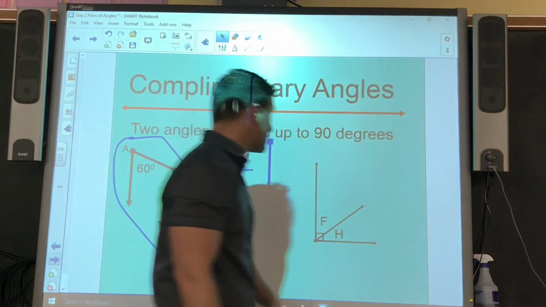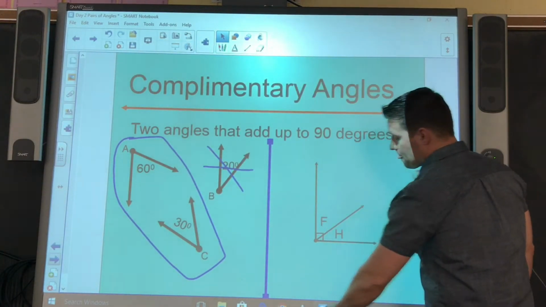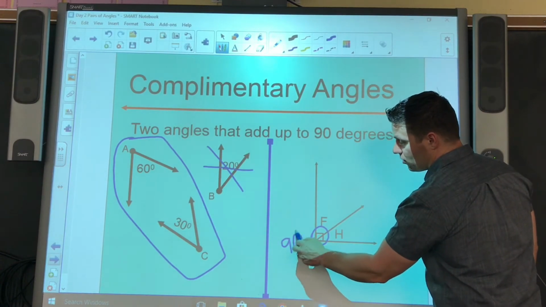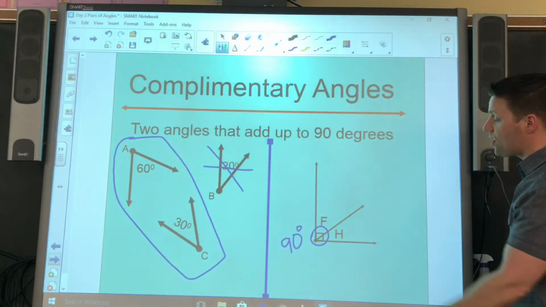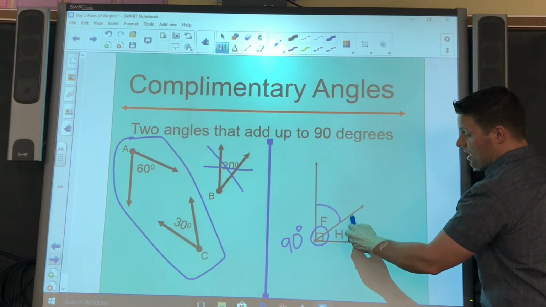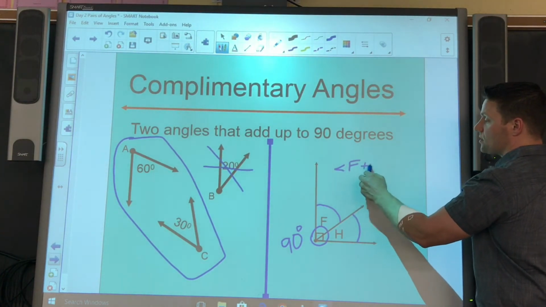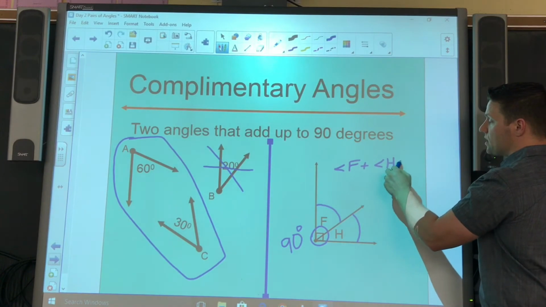Now, we also might see a picture like this, okay? This little box down here is telling us that this is a right angle, or that it's 90 degrees. Therefore, F and H must add up to 90. Angle F plus angle H must equal 90.